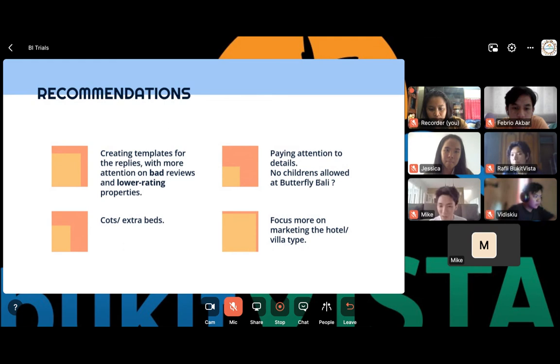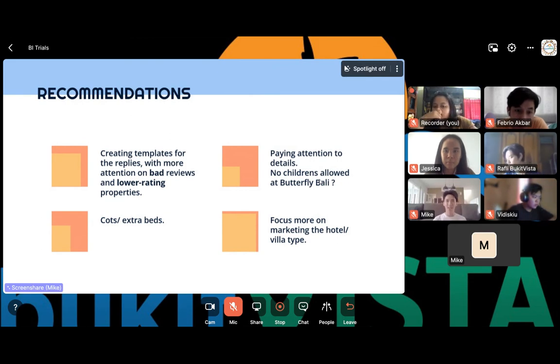And also from my research, I think we should be more focused on marketing hotel, resort, or villa kind of properties on Booking.com, rather than homes or guest houses. From what I found, guest houses and homes are more suitable to be marketed on Airbnb, while Booking.com is more focused on hotels, resorts, and villas.